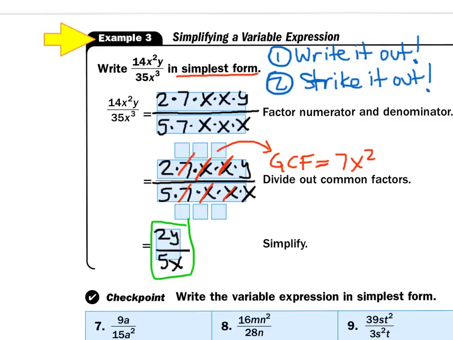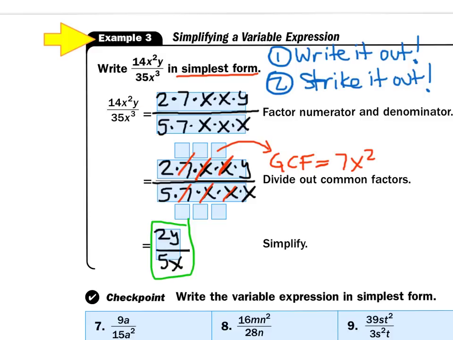Okay, let's talk about example 3, simplifying a variable expression. So they want us to write 14x squared y over 35x cubed in simplest form. Now here's what you're going to hear me say a lot. Write it out, strike it out, and I'll show you what I'm talking about.